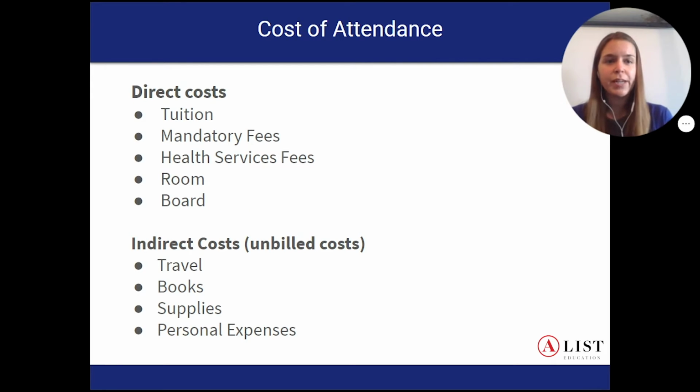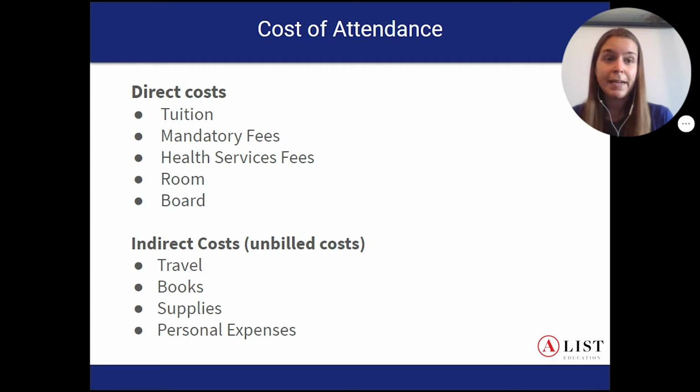First, before we go into financial aid, it's important to define the different costs that are associated with attending college. There are direct costs and indirect costs. Direct costs are typically what's on your bill that you get when you're attending college. So you might see tuition, any kind of mandatory fees, health services fees. These sometimes include a student activity fee, and then room and board, so your dorm and dining hall expenses.